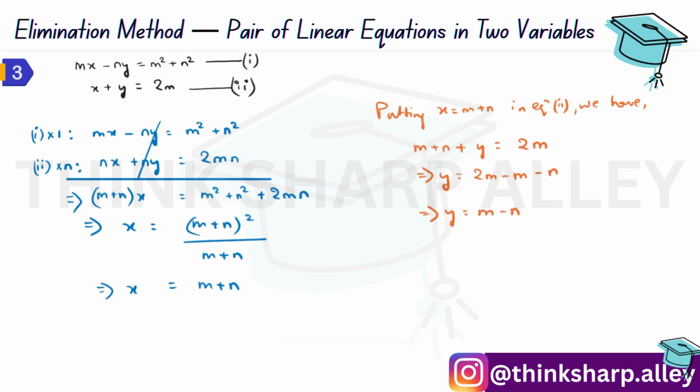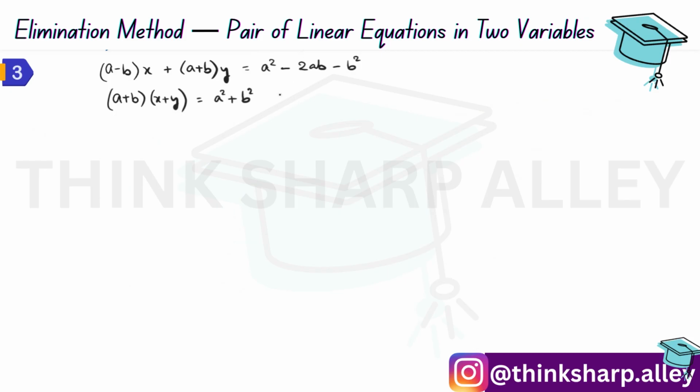So the solution for this given pair of linear equations is x equal to m plus n and y equals m minus n. So even though the equations looked complicated because of m, n, the elimination method works exactly the same way, whether we have numbers or parameters.